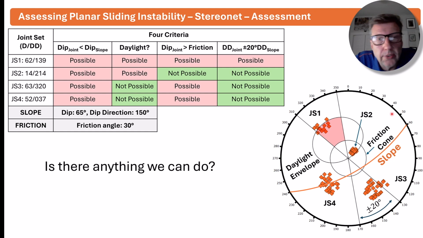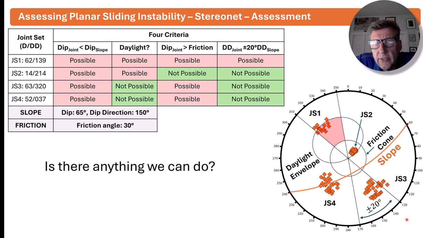And then also, the last one is the dip direction of the joint plus or minus 20 degrees from the dip direction of the slope, right? Those are our two straight lines that we see here. And so we see, yes, our slope is potentially unstable, right? Sliding failure may occur along joints in joint set 1.